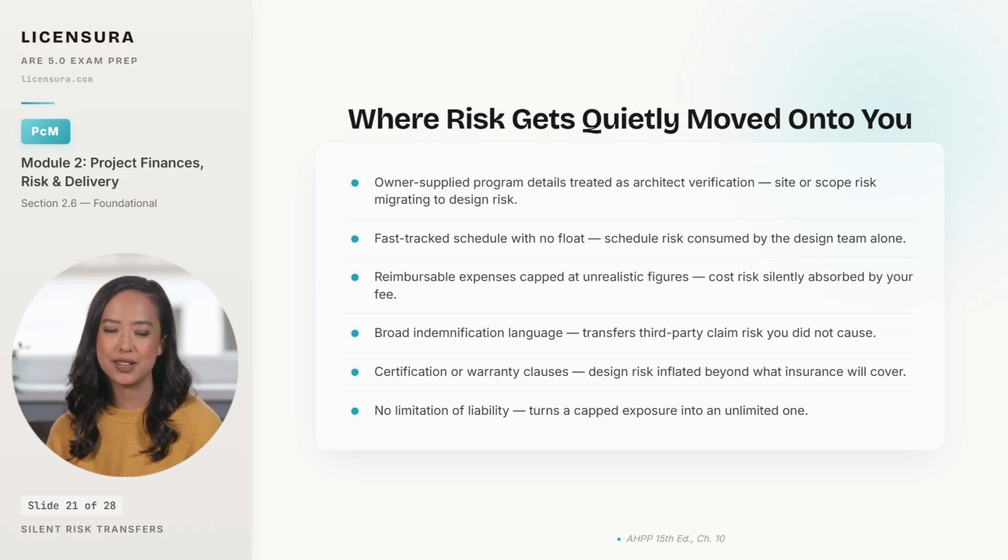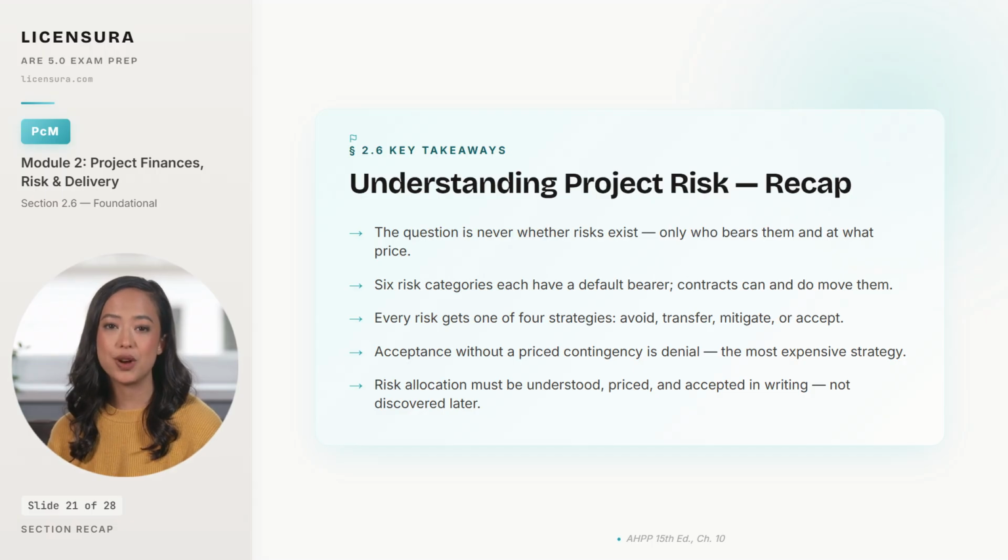Pull it together. Risk allocation is a contract decision, not a discovery after the fact. 5 takeaways from this section. First, the question is never whether risks exist on a project. They always do. The question is who bears them, who pays when they hit, and whether you understood the answer before your signature went on the contract.